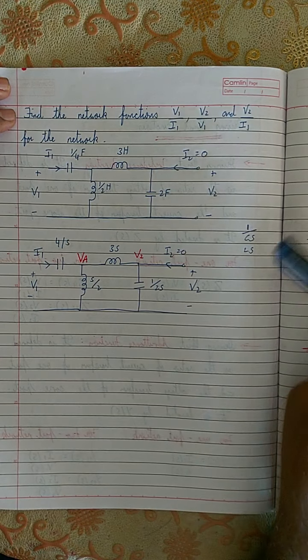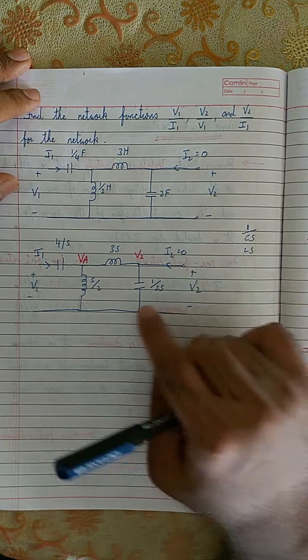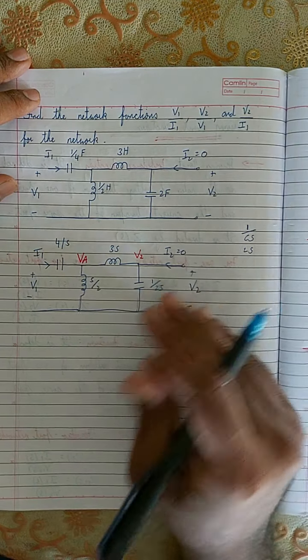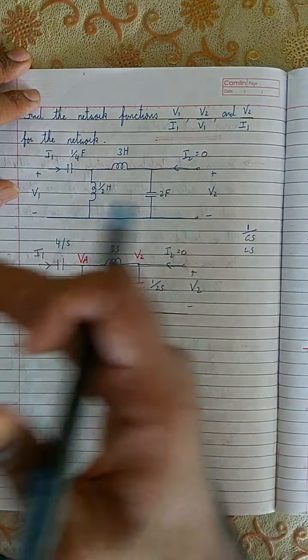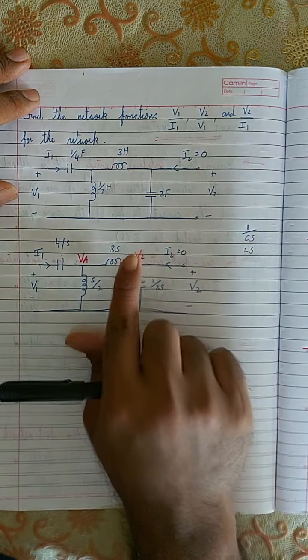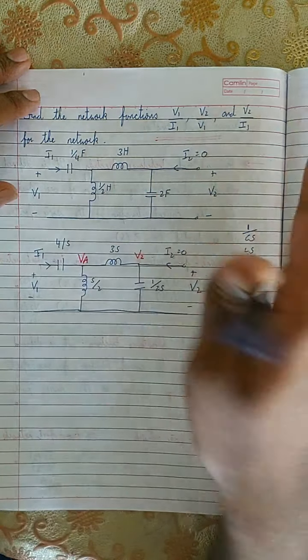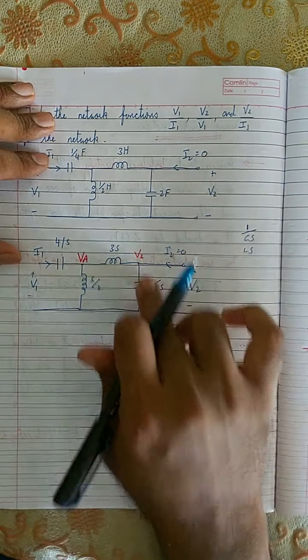So now I'm going to apply the node analysis. The shortest way of doing it is starting from right and moving towards left. That means first I'll write the node analysis of this, then I'll write the node analysis of this, then I will try to find the equations, the corresponding functions. So first I'll apply node analysis over here.